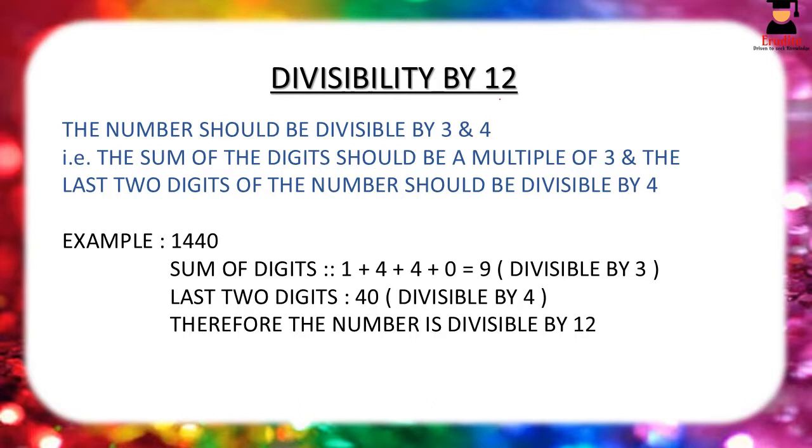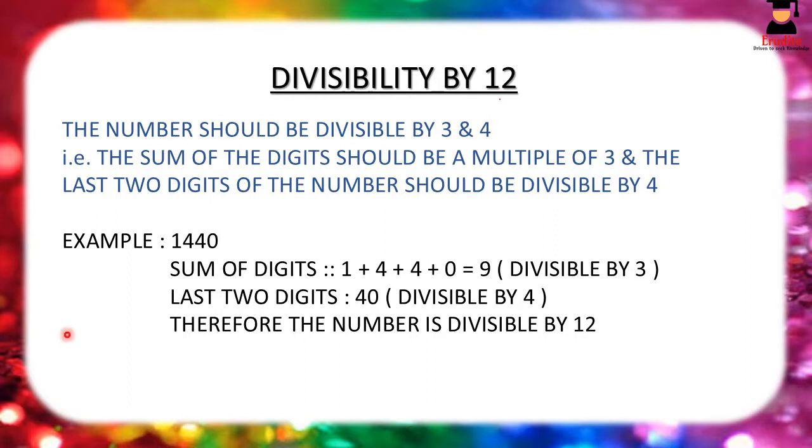So I can say that for 12, what I need to do is find out if my number is completely divisible by 3 and 4. For 3 we know that the sum of the digits has to be divisible by 3, and for 4 we know that the last two digits should be divisible by 4. So I have taken a number over here, which is 1440.